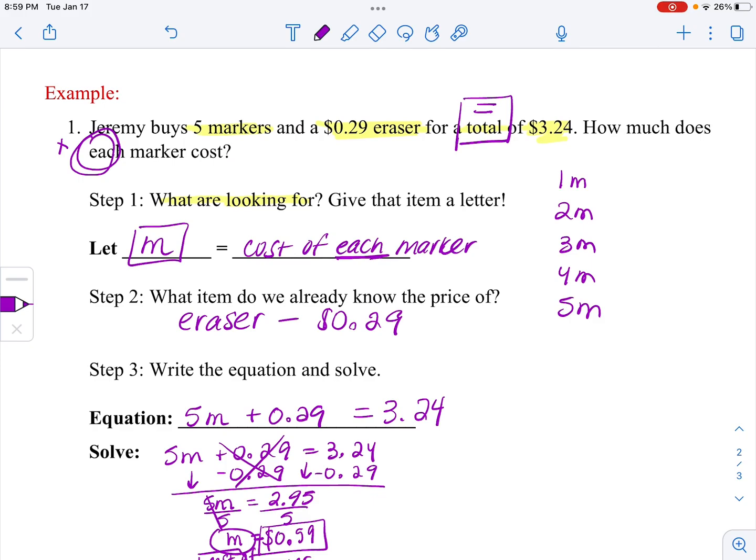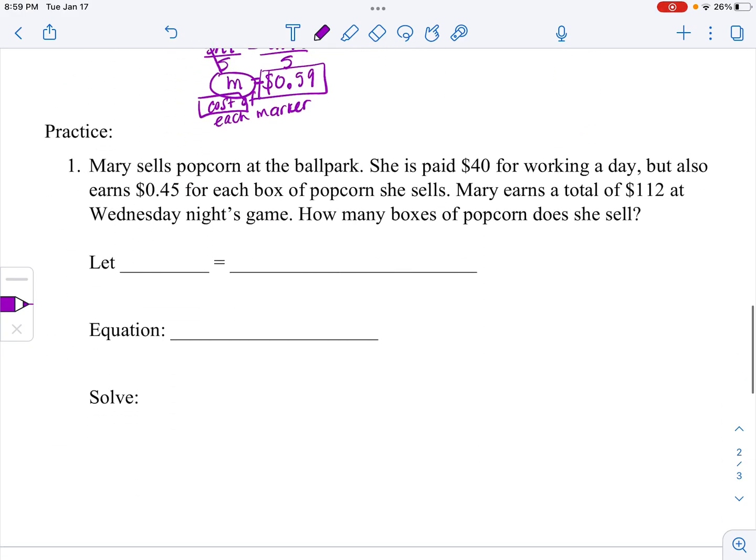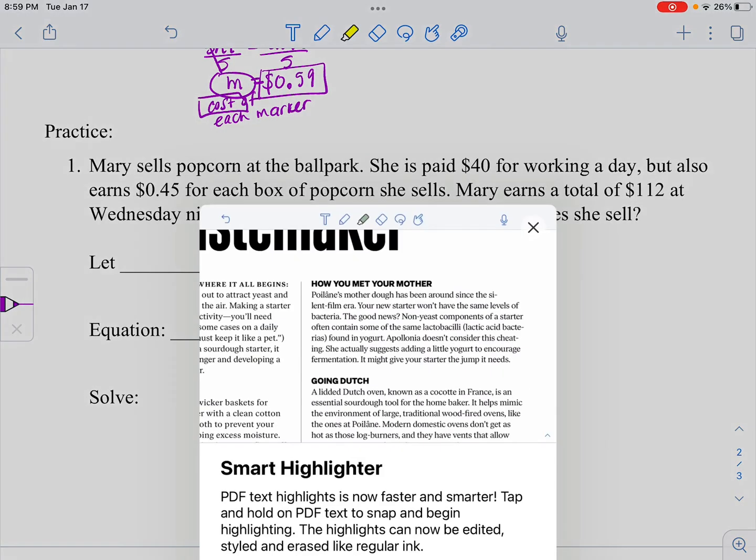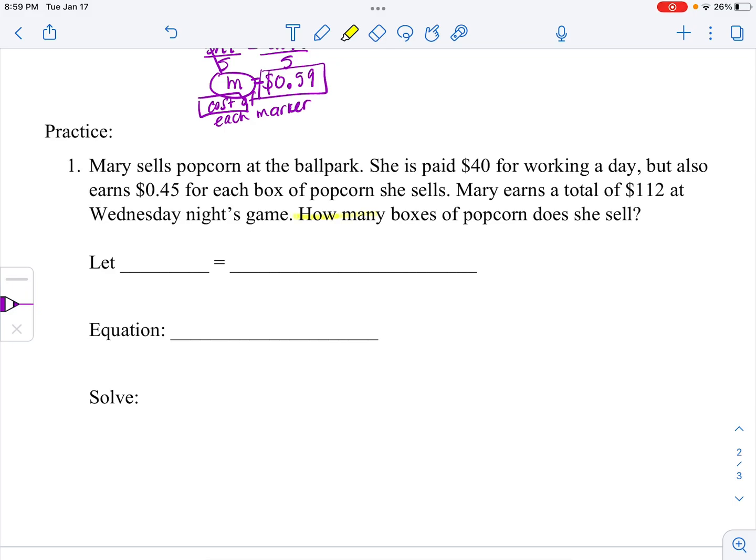What are you looking for? You read the last sentence of the problem. Reread it again. How many boxes of popcorn does she sell? So we want to know how many boxes of popcorn does she sell. So we're referring to boxes of popcorn.